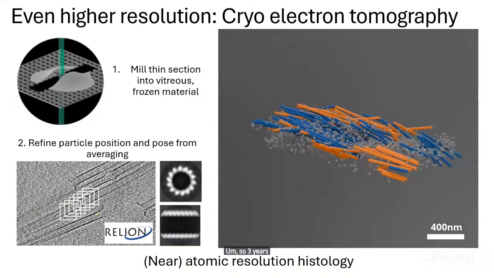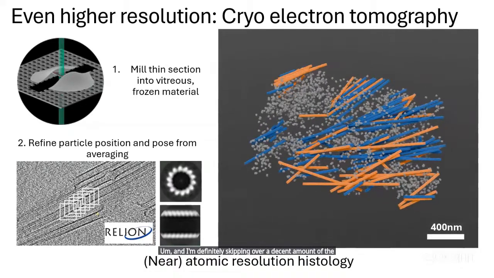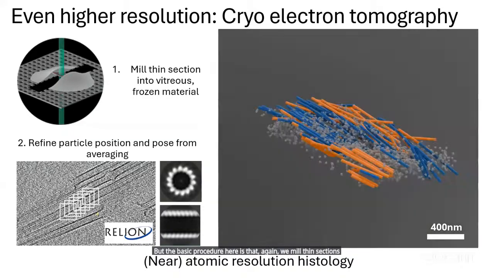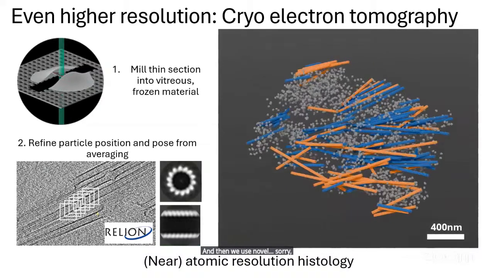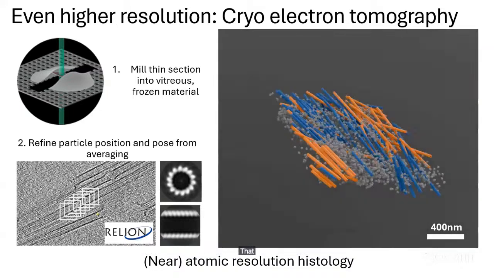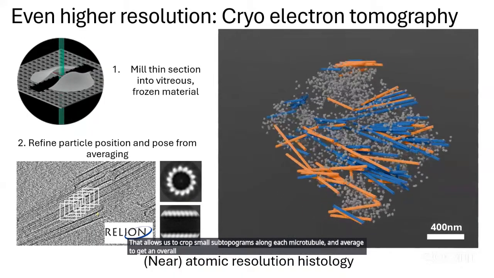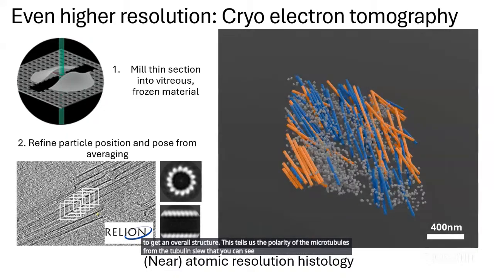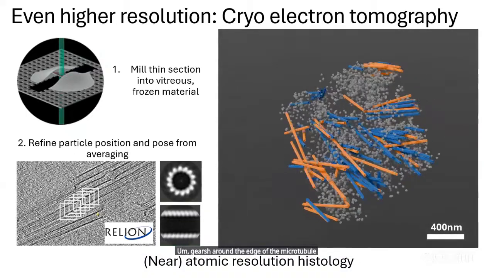So 3 years later, we've been able to achieve this. And I'm definitely skipping over a decent amount of the sample prep steps here. But the basic procedure is that, again, we mill thin sections into intact vitreous cells, and then we use new advancements in processing technology in subtomogram averaging that allow us to crop small subtomograms along each microtubule and average to get an overall structure. This tells us the polarity of the microtubules from the tubulin slew that you can see as this clock-like gear around the edge of the microtubule on each tubulin.